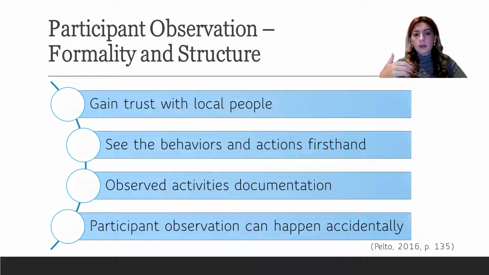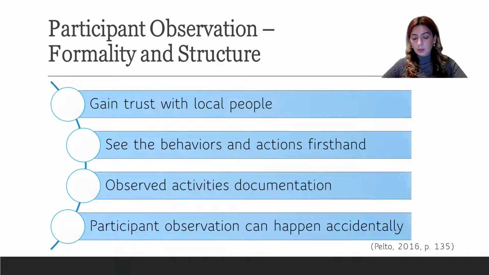The second item is see the behaviors and actions firsthand. This is actually one of the benefits of participant observation, that being there, you can see the actions and behaviors of the people firsthand, so you can understand what people are talking about in conversations and interviews.